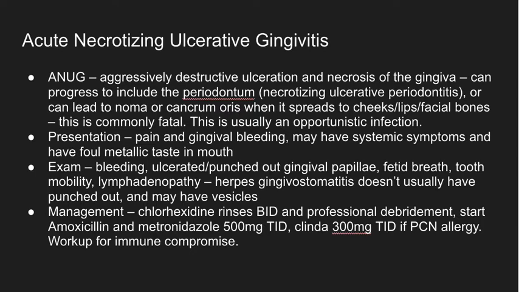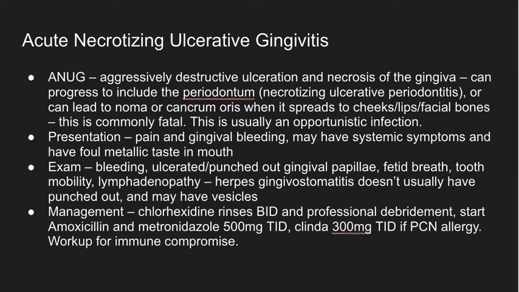The presentation, you're going to see pain and gingival bleeding. They may have some systemic symptoms. They'll complain of a foul metallic taste in their mouth. Exam, you'll see some bleeding and ulcerated, and the pathognomonic finding is punched out gingival papillae. So the gingival papillae, the little part of the gum that sticks between each tooth, you'll see like punched out lesions of that. And then they'll have fetid breath, tooth mobility, lymphadenopathy.